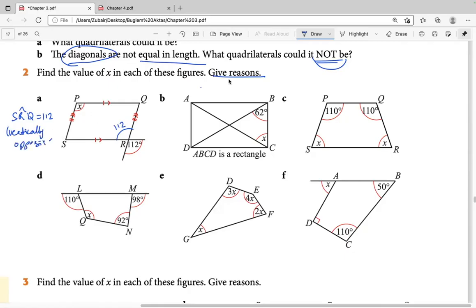Now, these are those types of questions. Whenever we have a demand in the question, we have to fulfill it. Find the value of x. Yes, we'll do that. Give reasons, we'll do that. If we miss one of them, we are not going to score full. And so the next reason, SPQ is x. So I say that x is equal to 112, and I'm giving this reason: opposite angles of a parallelogram are equal.